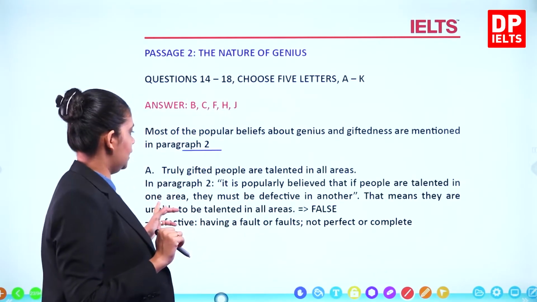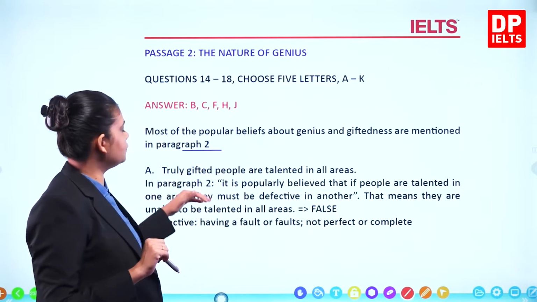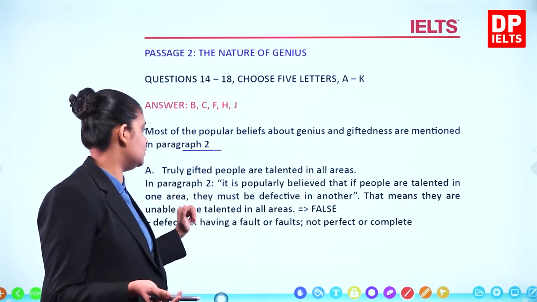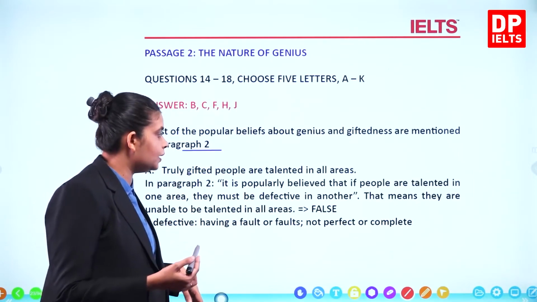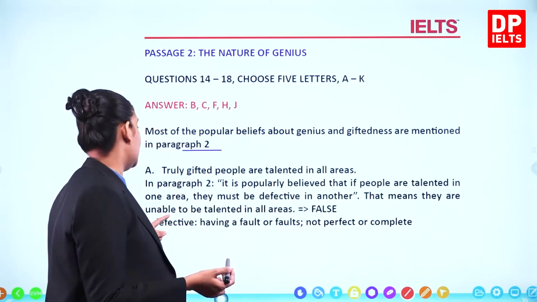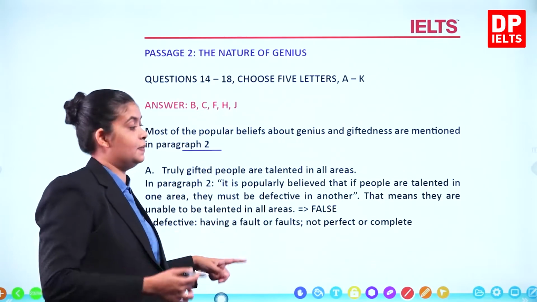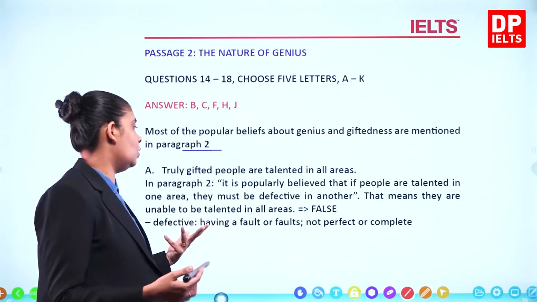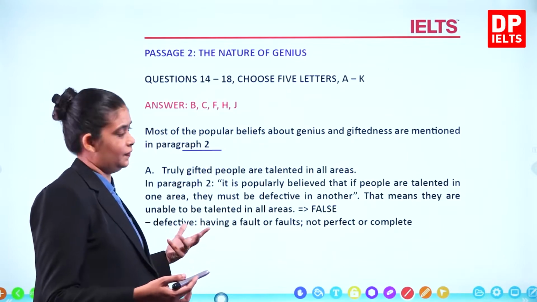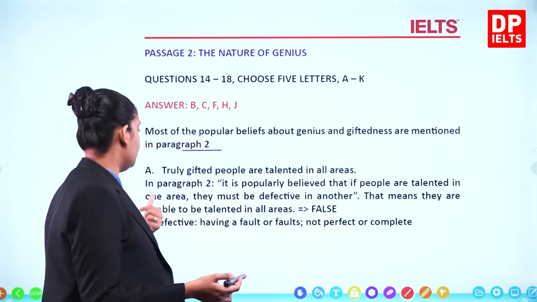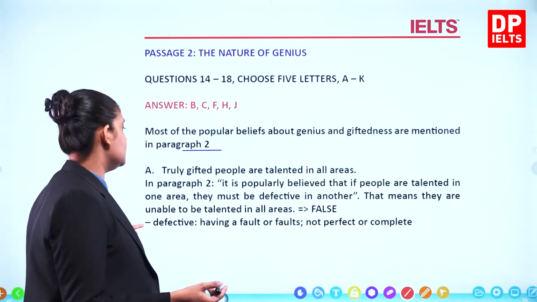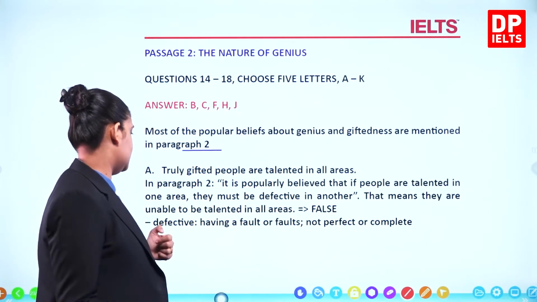So if you go to A, truly gifted people are talented in all areas. Now in paragraph 2 it tells you, it is popularly believed that if people are talented in one area, they must be active in another. So that means they are unable to be talented in all areas? Not really, okay. Because they could be. So this is false, right.